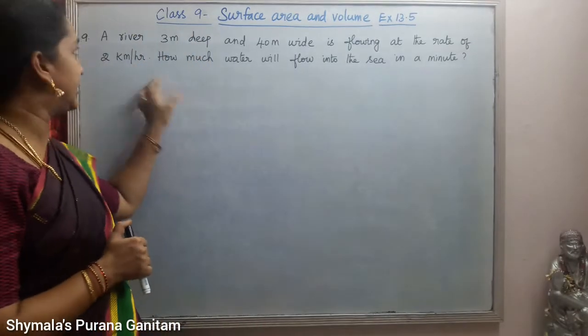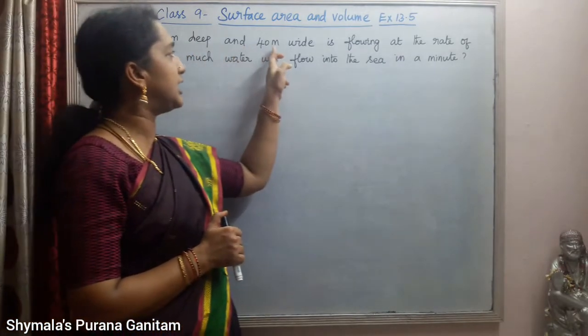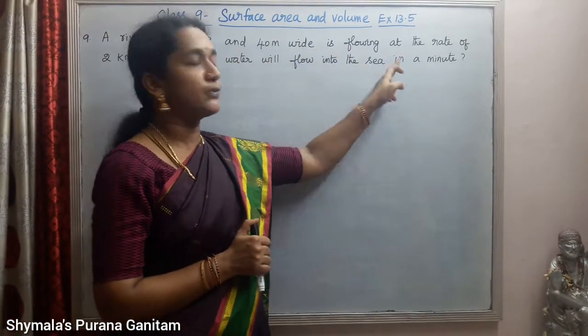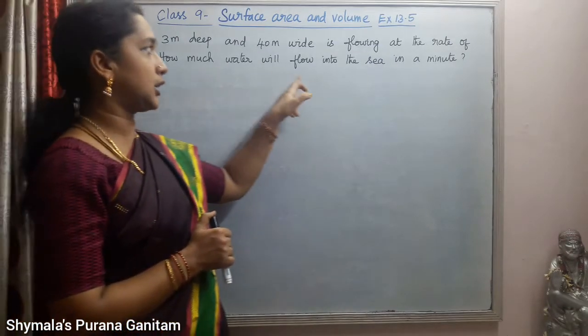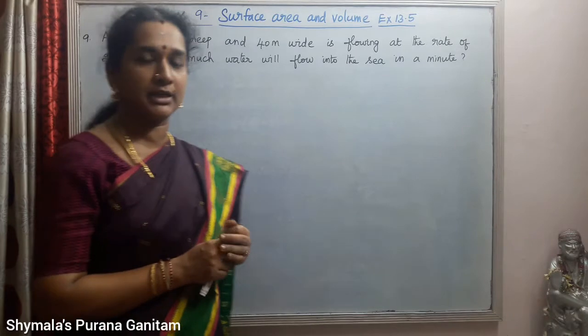Next sum is the ninth one. A river 3 meter deep and 40 meter wide is flowing at the rate of 2 kilometer per hour. How much water will flow into the sea in a minute?